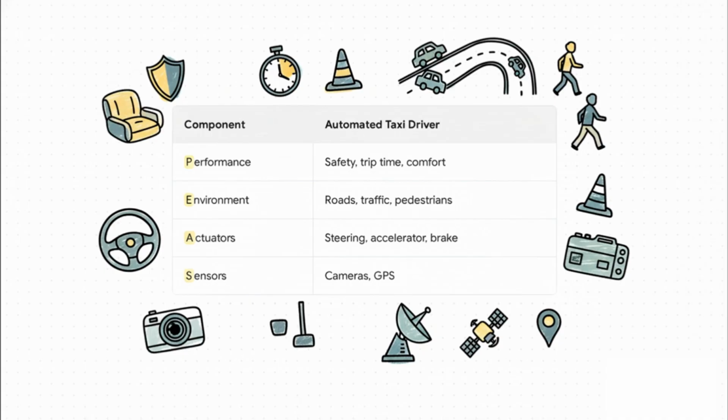Let's make this real with the self-driving car example. So for P, performance, what makes it a good taxi? Well, it needs to be safe, fast, legal, and comfortable. For E, environment, where does it work? On roads, with other cars, pedestrians, customers? It's a messy, unpredictable place. For A, actuators, what can it actually do? It can steer, accelerate, brake, flash its signals. And finally, S, sensors. How does it perceive that world? Through cameras, GPS, radar, all that cool tech. See? Once you fill this out, you have a perfect blueprint for what this agent is all about.